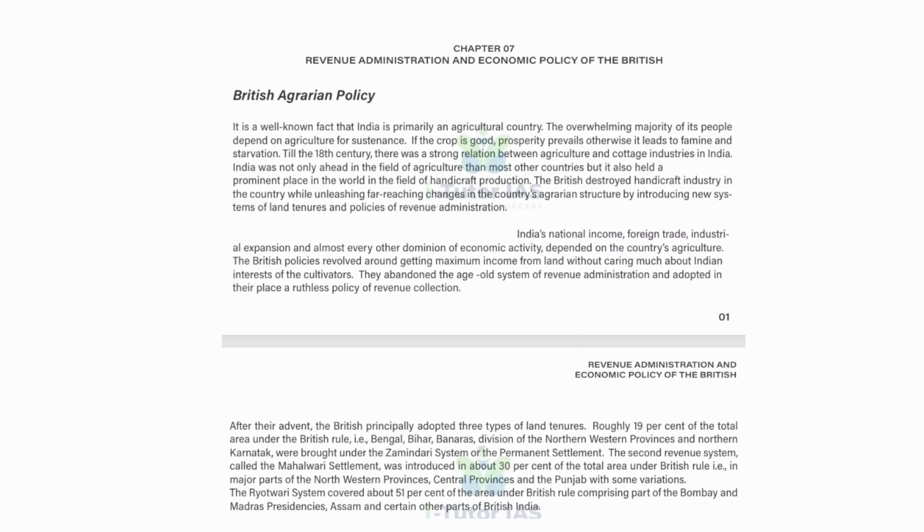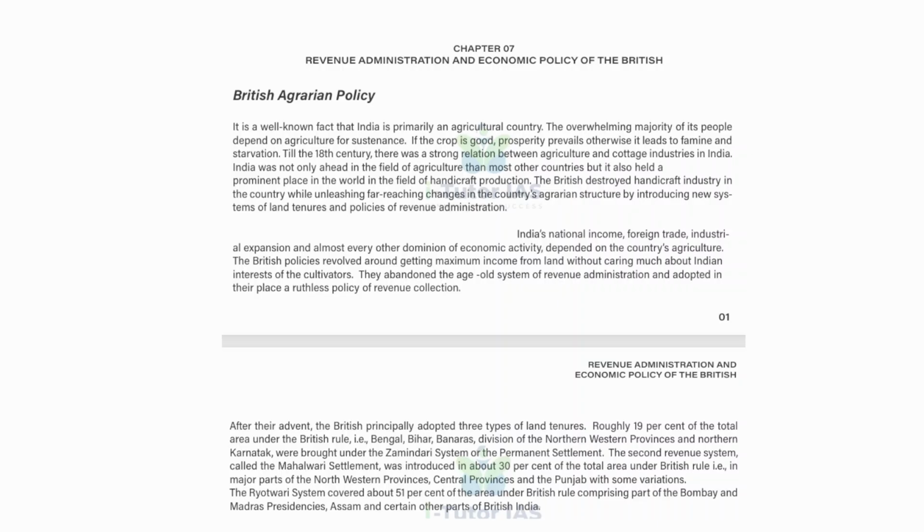Economic policies and impacts are deindustrialization, commercialization of agriculture, and drain of wealth, a massive transfer of Indian resources, revenue, and profit to Britain without any equivalent return, as identified by Dadabhai Naoroji. So that is the drain of wealth.